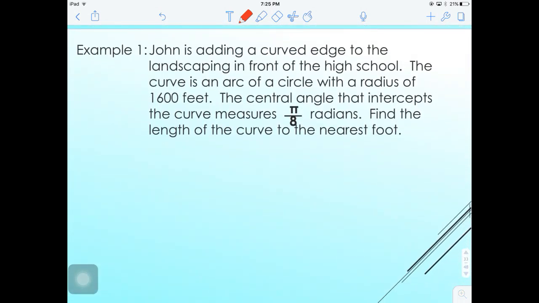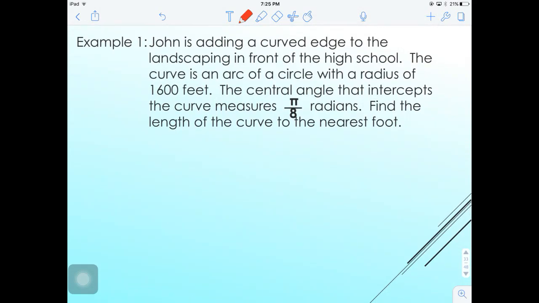Let's take a look at the first real-world situation. John is adding a curved edge to the landscaping in front of the high school. The curve is an arc of a circle with a radius of 1,600 feet. The central angle that intercepts the curve measures pi over 8 radians. Find the length of the curve to the nearest foot.